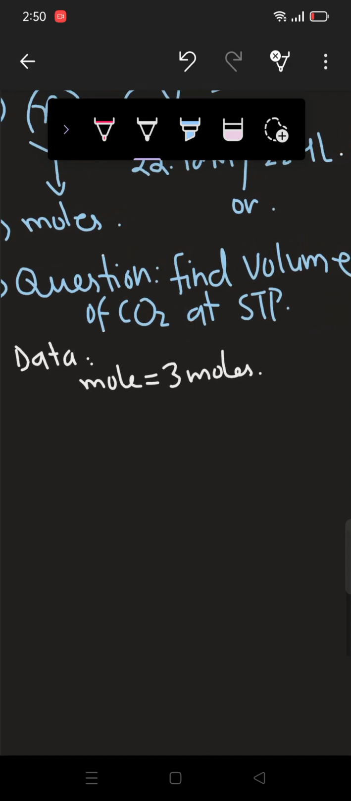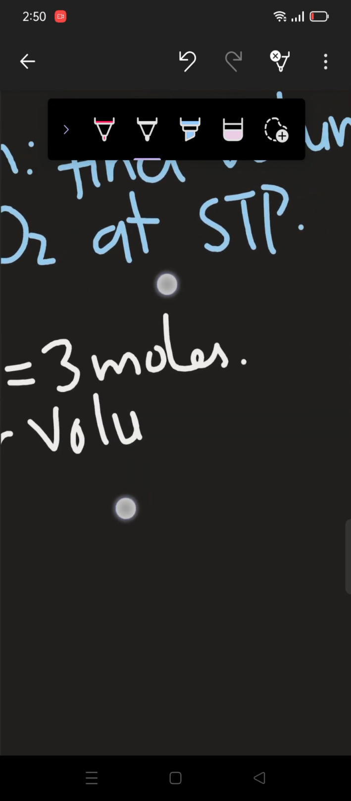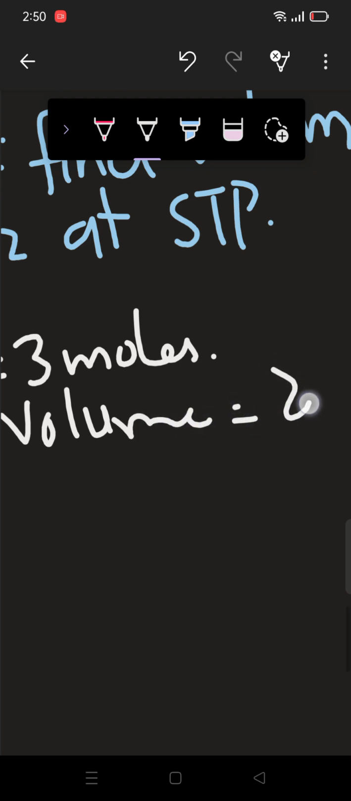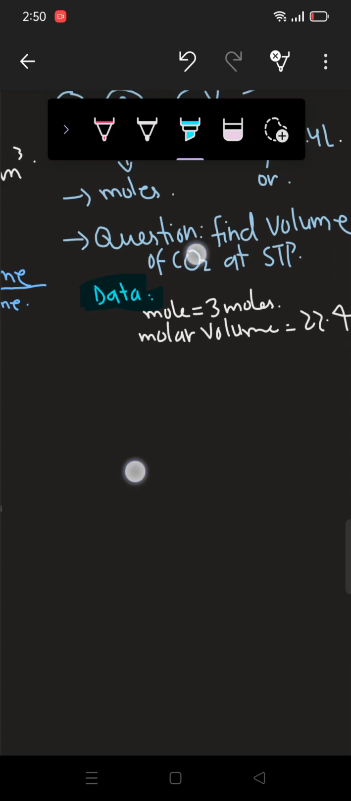And what else is given? We know that molar volume of any gas at STP is equal to 22.4 dm cube, or 22.4 centimeter cube, right? So now we have written our data, right? Data. Now let me highlight this first step first. Data we have already made.